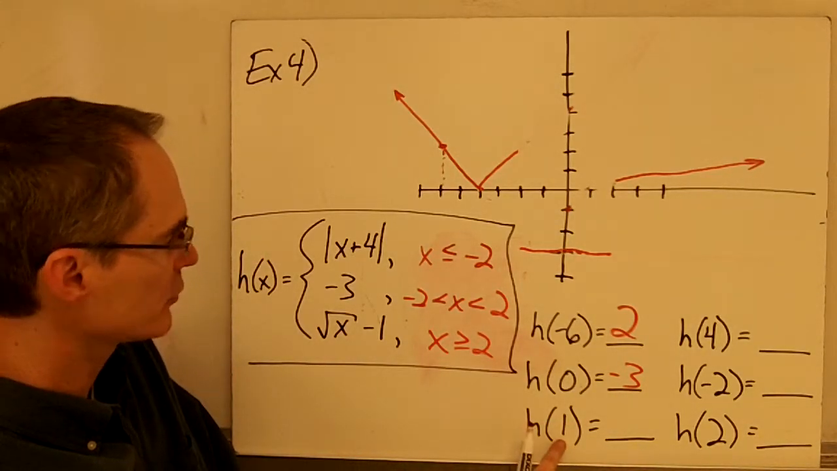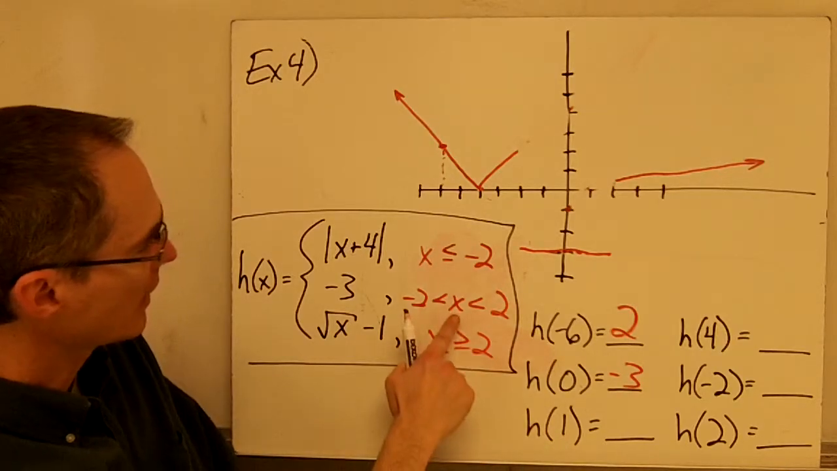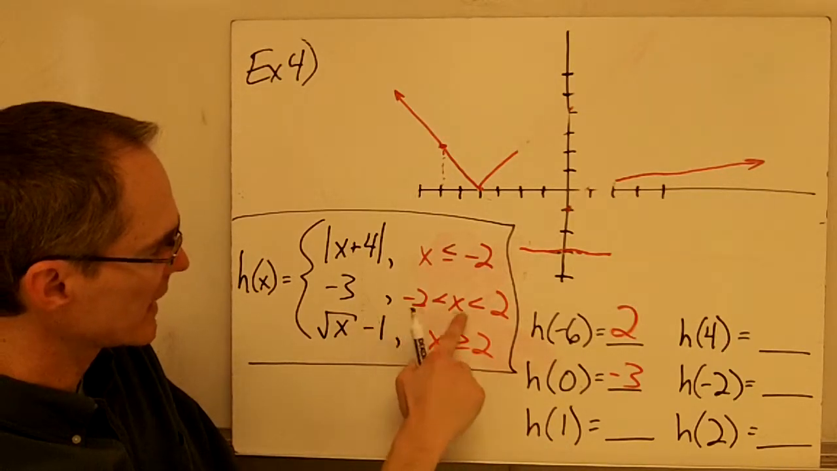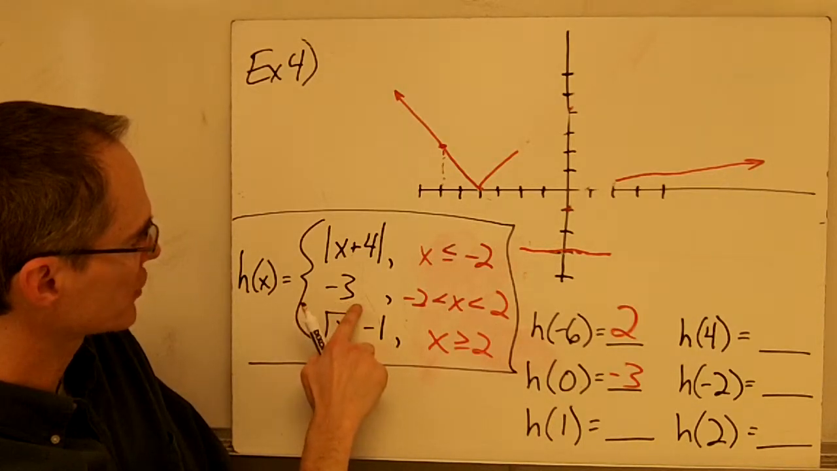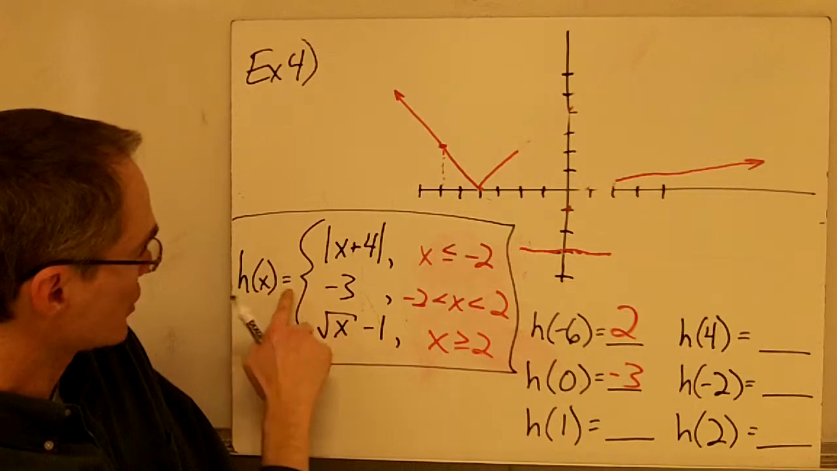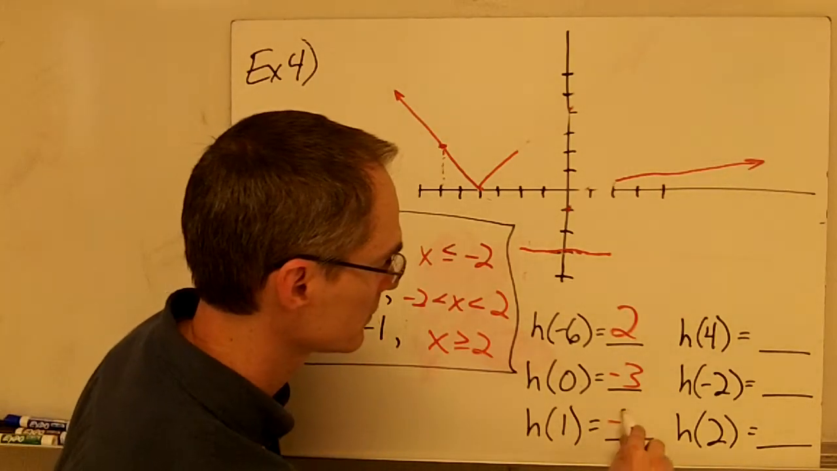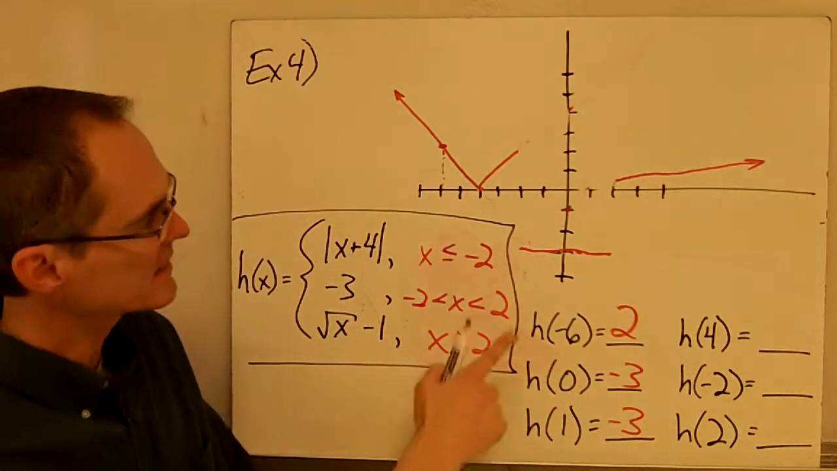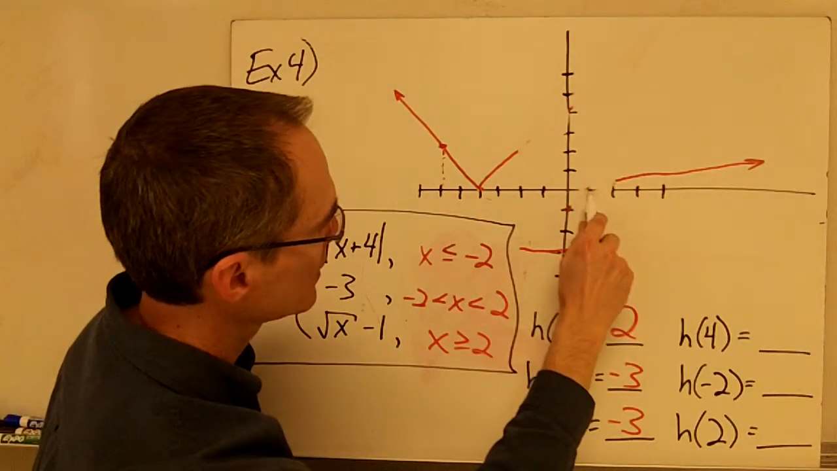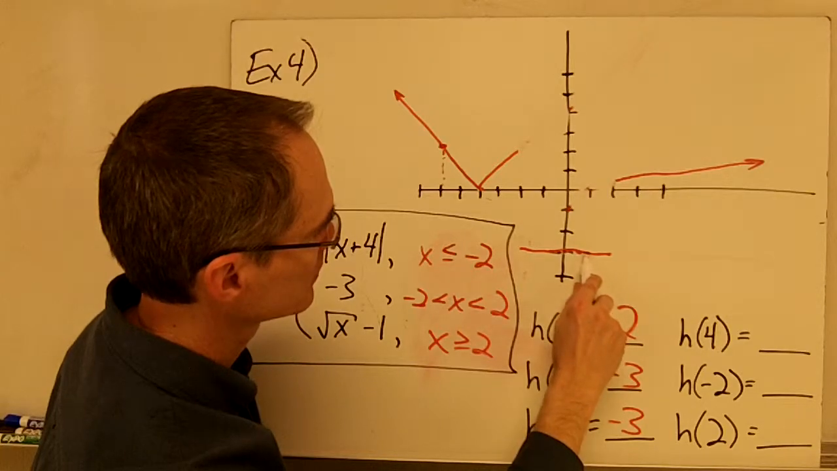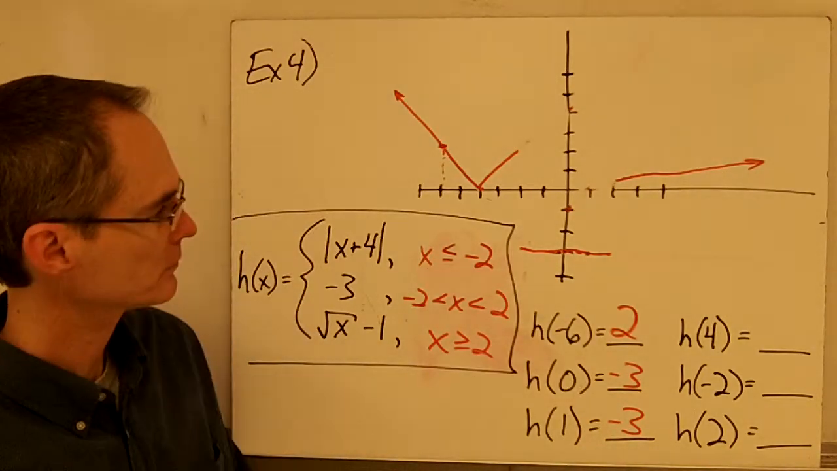What's h of 1? Well, when x is equal to 1, let's see. 1 is also in between negative 2 and 2, which means I would use this piece of my function again, which is just h of x equals negative 3. And once again, I can see that on my graph. When the x value is equal to 1, which is right here, the value of my function is negative 3.